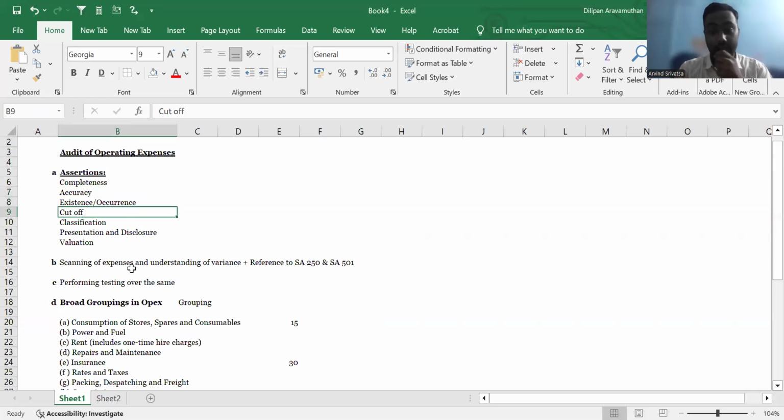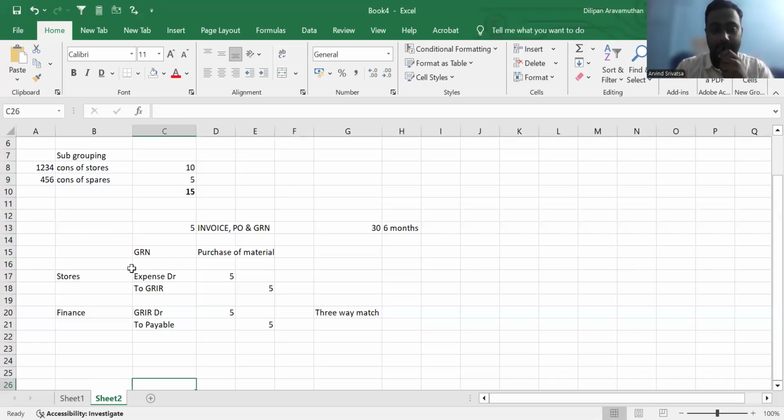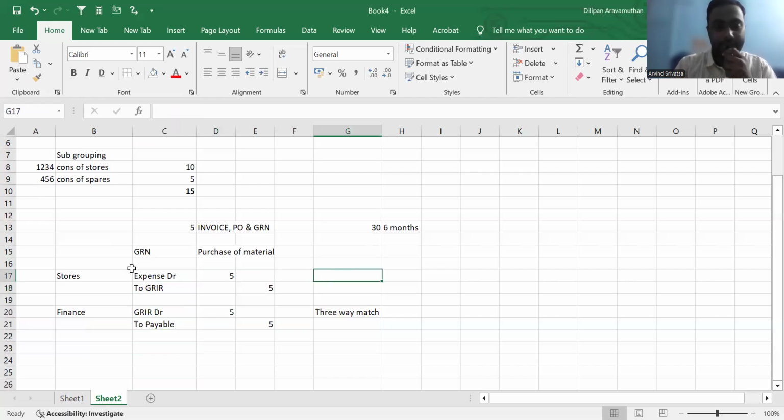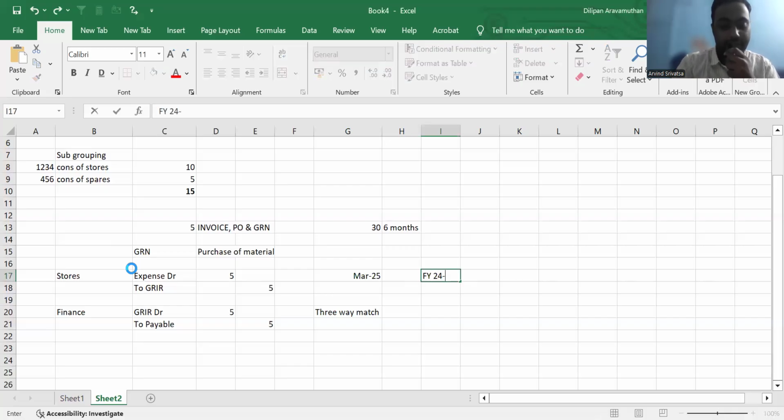Cutoff. So what is cutoff? Guys, cutoff means the expense is recorded in the right period. So basically, let's come to our example of insurance itself. Let us say the insurance service was received for the month of March 2025. Let us say that the financial year we are looking at is financial year 24-25. Guys, what should be the scenario here? Ideally, this expense should be booked in financial year 24-25.